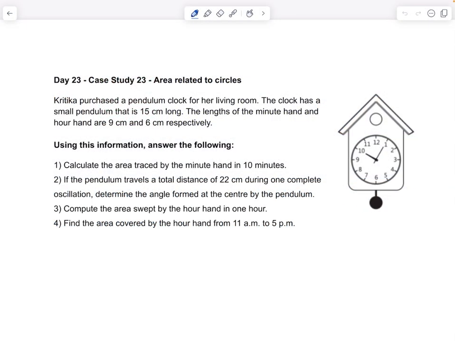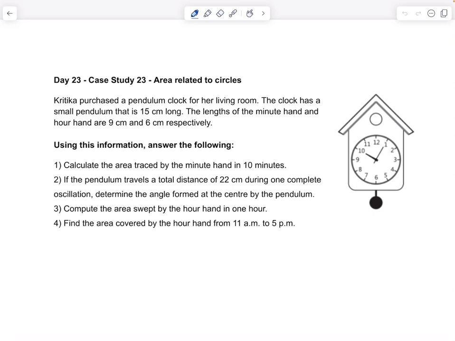The question goes like this. Krithika purchased a pendulum clock for her living room. The clock has a small pendulum that is 15 centimeter long. The lengths of the minute hand and the hour hand are 9 centimeter and 6 centimeter respectively. Using this information, answer the following.